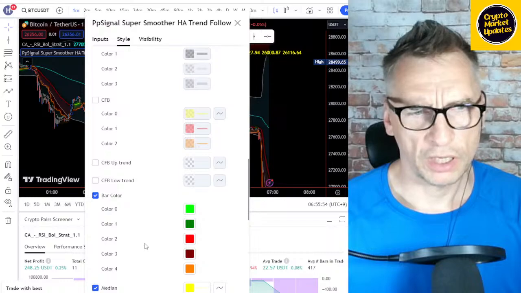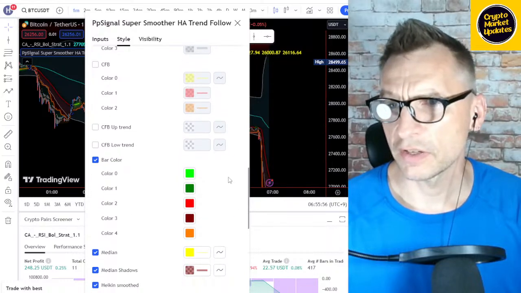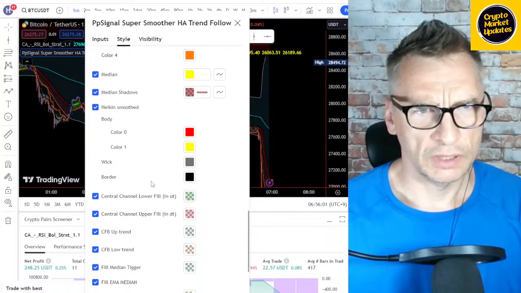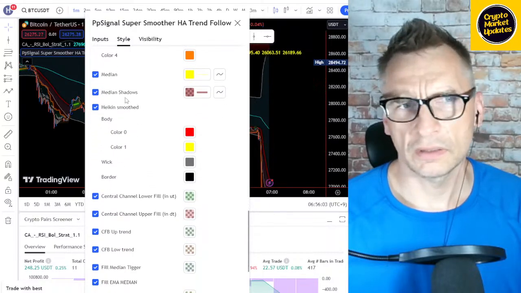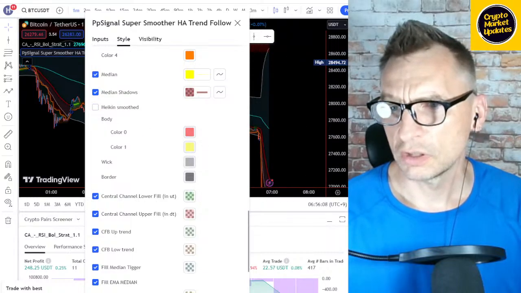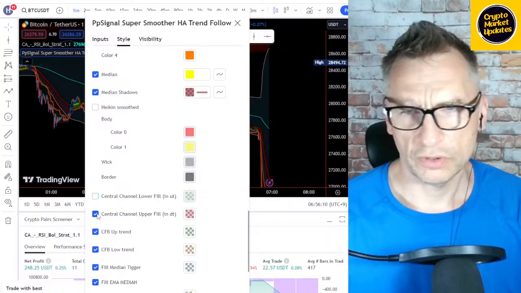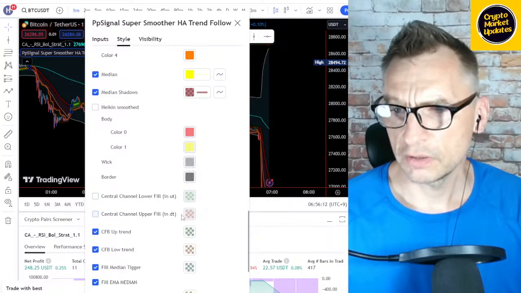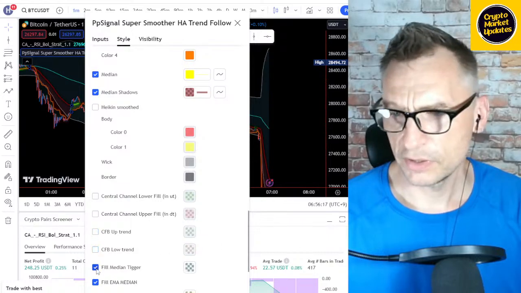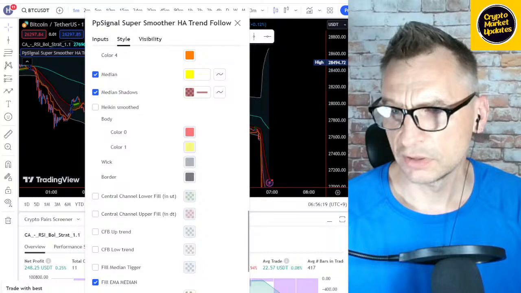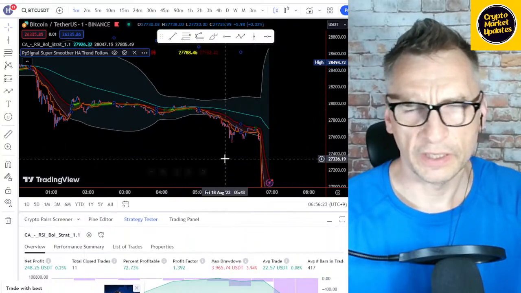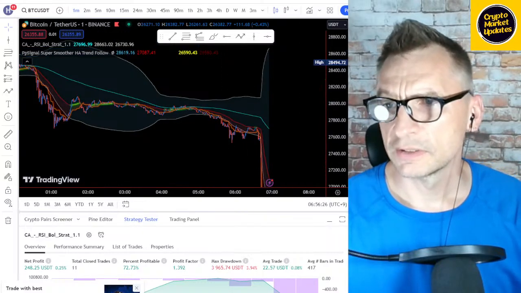And bar color, I'm not sure, it doesn't say there. But oh wow, I can median shadows, that's fine. I can smooth body, that's gone. And central lower and upper fill closed. Basically all these closed. That's it. Okay. That's a lot of closing. Alrighty. So close all of these.